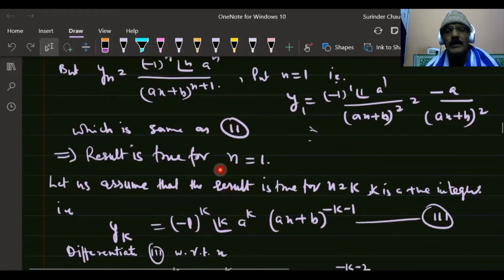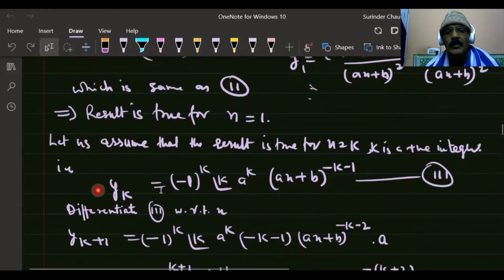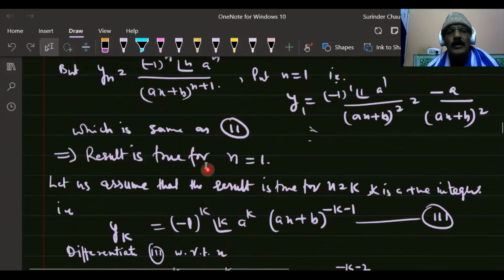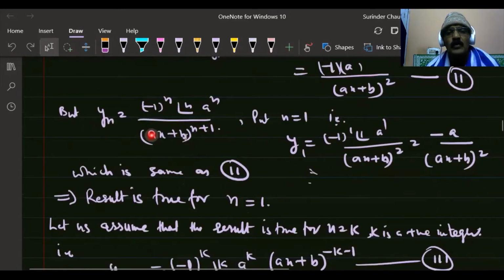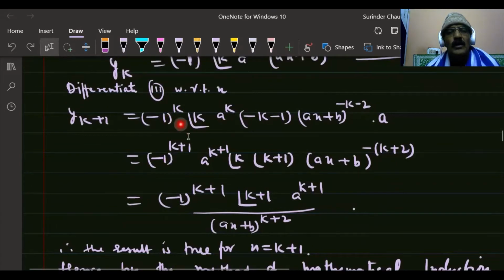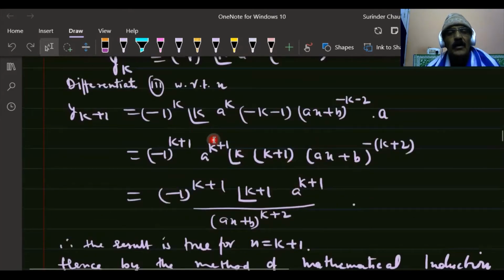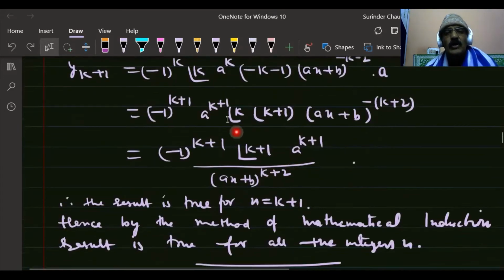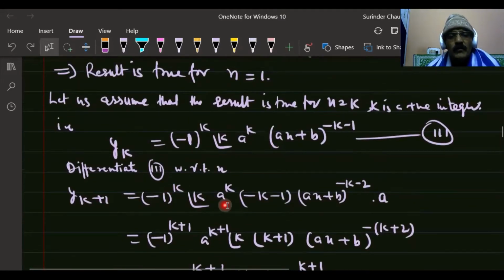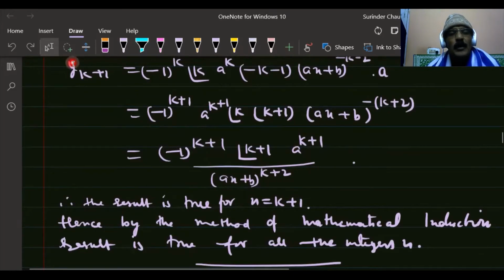Assume the result is true for k. Replace n by k, and differentiate it with respect to x. Differentiate this; this is constant, this is constant. Differentiate this, which is minus (k+1) (ax+b) raised to power minus (k+2) into the derivative of the inside by chain rule, with the constant outside. Now put the value n equal to k plus 1 here. After this we get the same result. If I put it into the given result, you will get the same result. This implies the result is true for k plus 1.